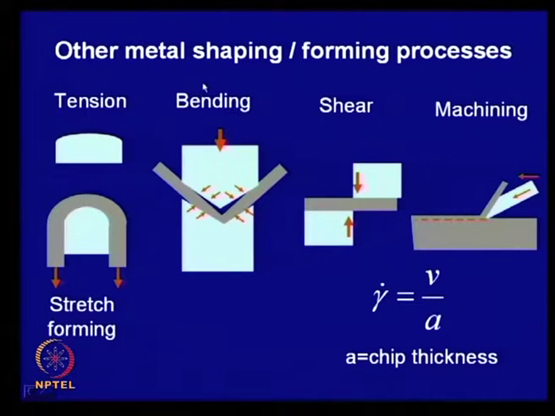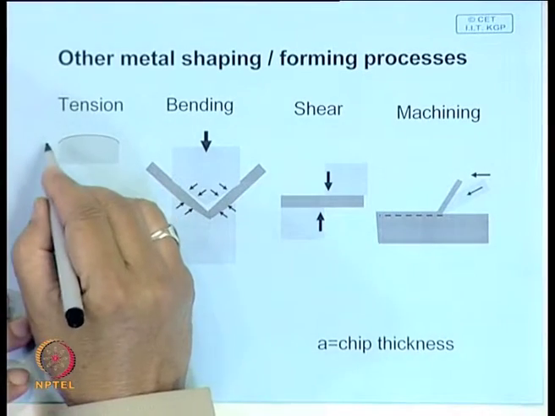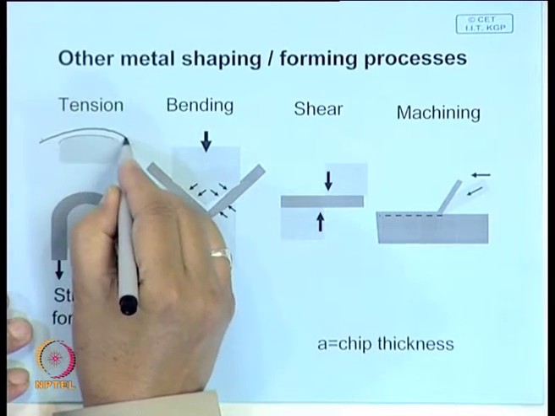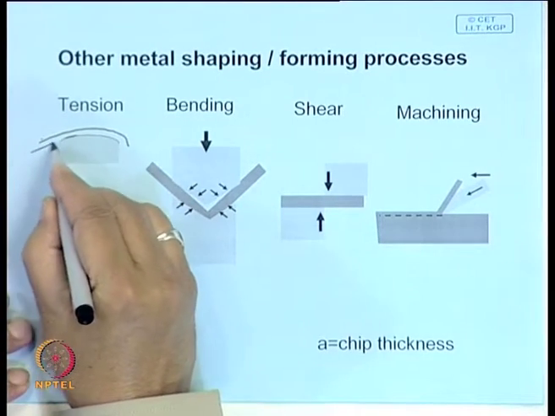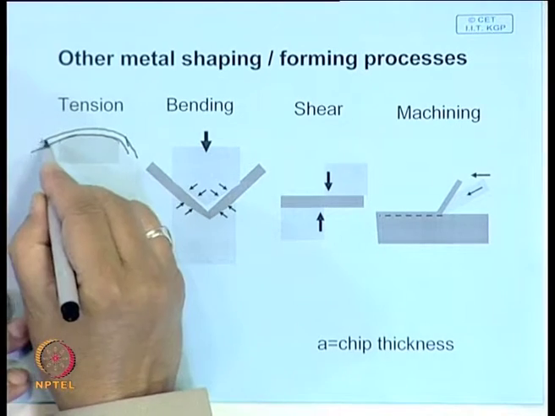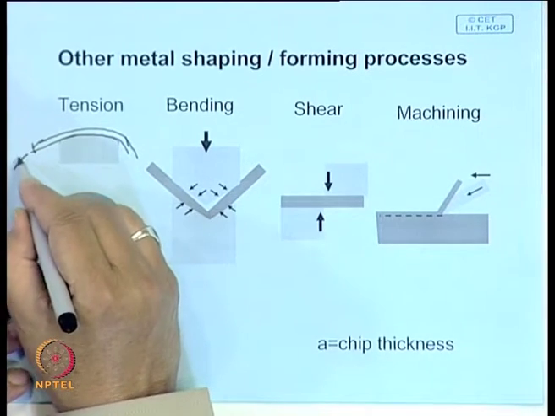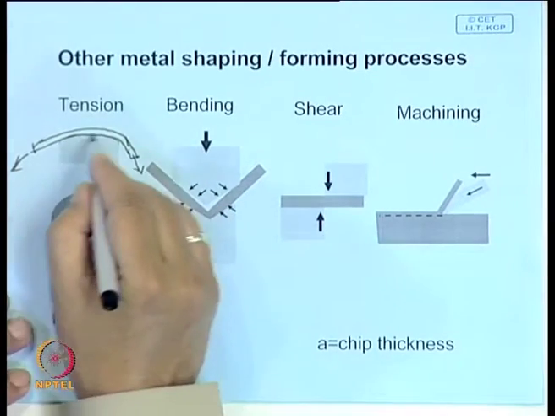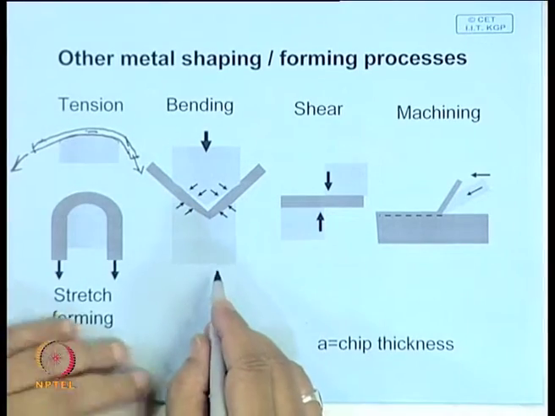The other metal shaping and forming processes which are listed here, one is stretch forming. Here is a die, and with the help of the die you put the sheet and try to stretch it over the die. So, here the main applied force is also tension, and here also it is tension.